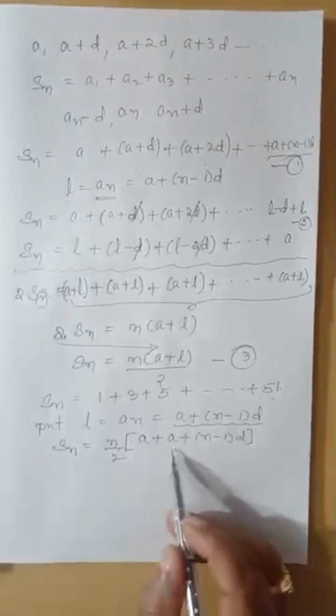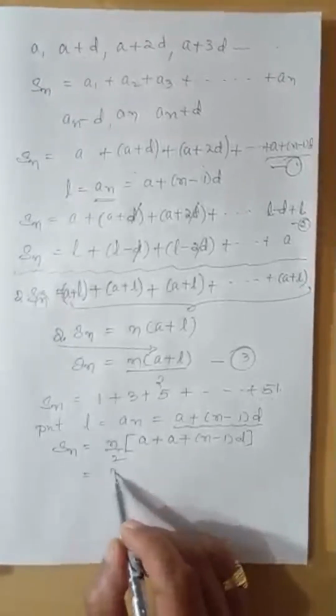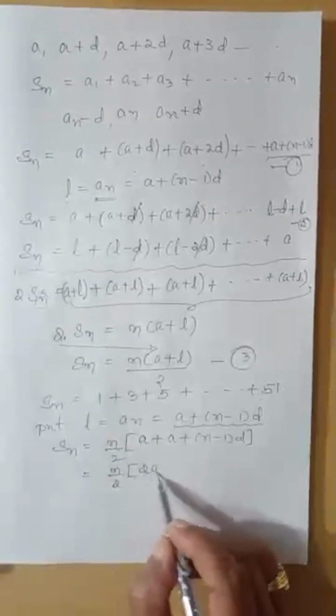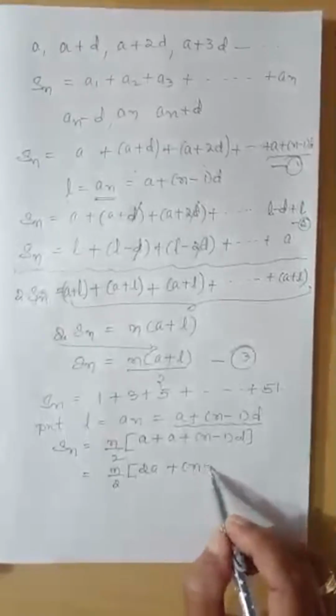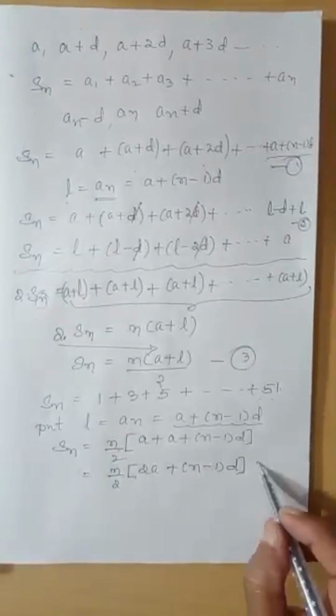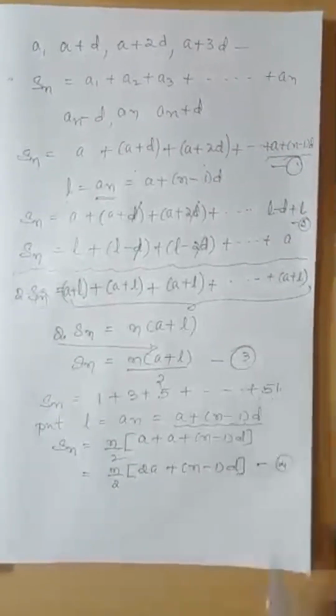Here the 1a and 1a are like terms, so you may add them: Sn by 2 is equal to 2a plus n minus 1 into d. So this is the final formula. Take that as equation 4.